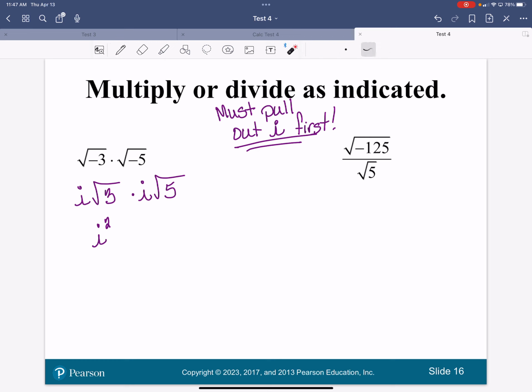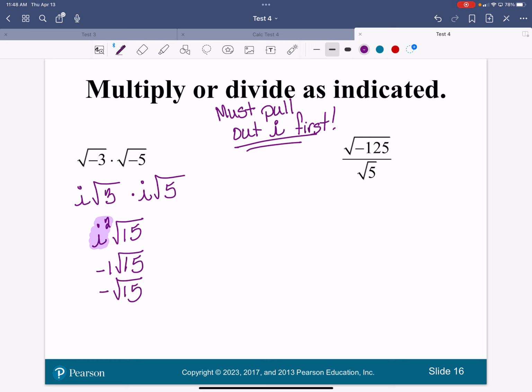Now, since I pulled that negative out and I've got i right here, can I go ahead and multiply the square root of 3 times the square root of 5? I can. What is that? 15. Good. So it's going to be the square root of 15. Can I simplify the square root of 15 at all? No. But I can simplify i squared. What do we know i squared is? It's -1. Okay, so my final answer to this is going to be negative square root of 15.